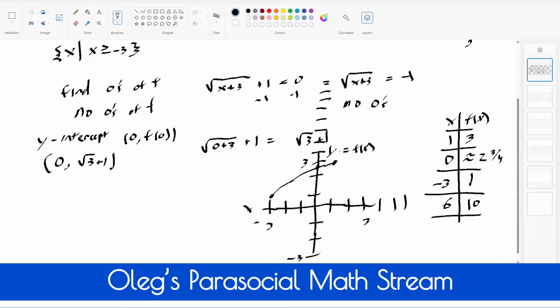So is that right? Oh, no. That was wrong. And the reason that was wrong is, right, 6 plus 3 root plus 1 is going to be 3 plus 1, which is 4. So it's 4. So if x is 6, 1, 2, 3, 4, 5, 6, this is going to be 4. We're going to be up here.